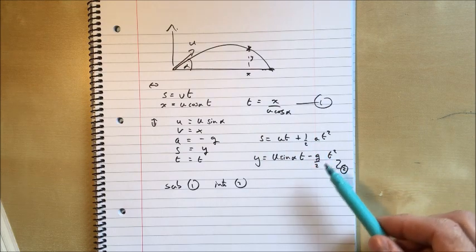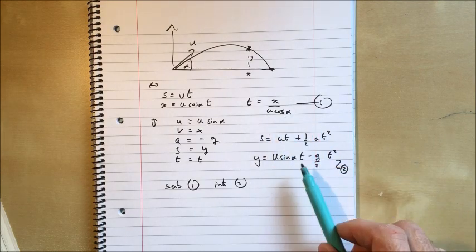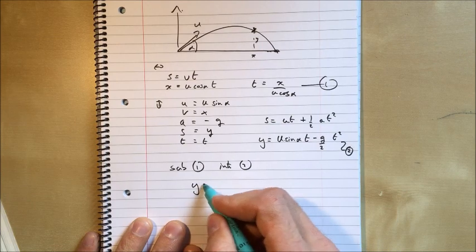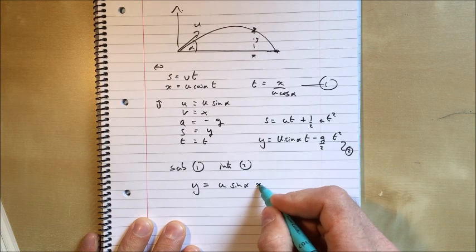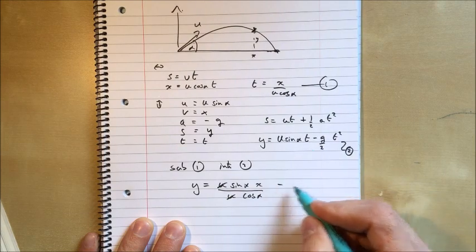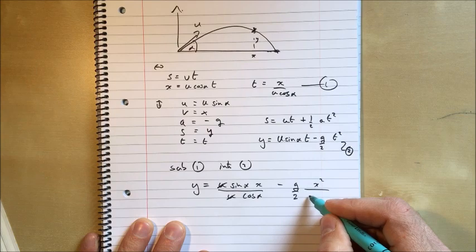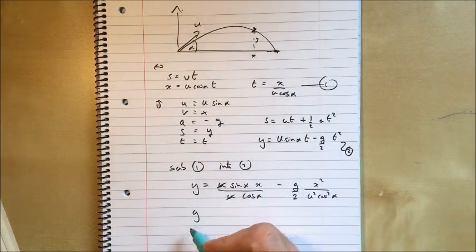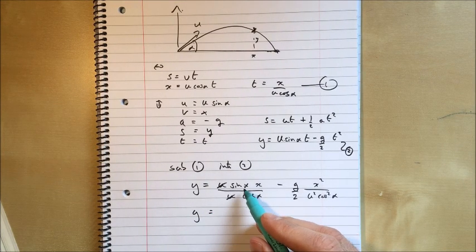So if I know g, which I do as long as we're staying on Earth, and I know u and alpha, then I get y in terms of x, which is what we wanted, right? So y equals u sine alpha times t, which is x over u cos alpha, so the u's are going to cancel there, minus g over 2 times t squared, which is x squared over u squared cos squared alpha. Now, we have actually done the job there, but let's just tidy it up a little bit.